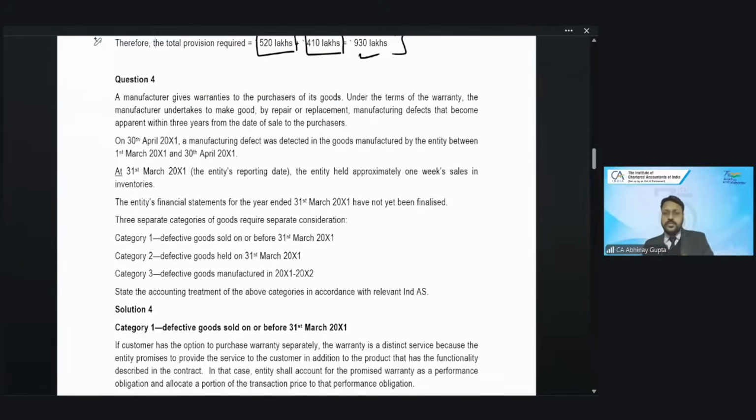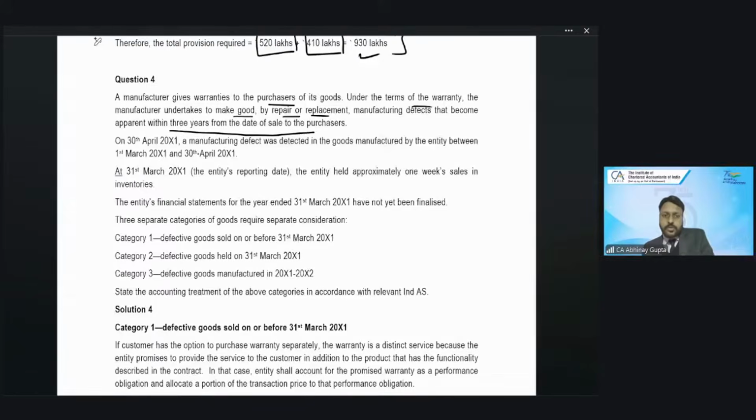Okay, let's do this one. A manufacturer gives warranties to the purchasers of its goods, right? So the manufacturer is selling the goods and giving a warranty to the customers. Under the terms of the warranty, the manufacturer undertakes to make good by repair or by replacement. So if the good is not meeting the expectations, then either it will be repaired because of the warranty, or it will be replaced with the new product, right? So this is the type of warranty the manufacturer is giving for any manufacturing defects that become apparent within 3 years from the date of the sale, right? So a 3 year warranty is being offered by the manufacturer.